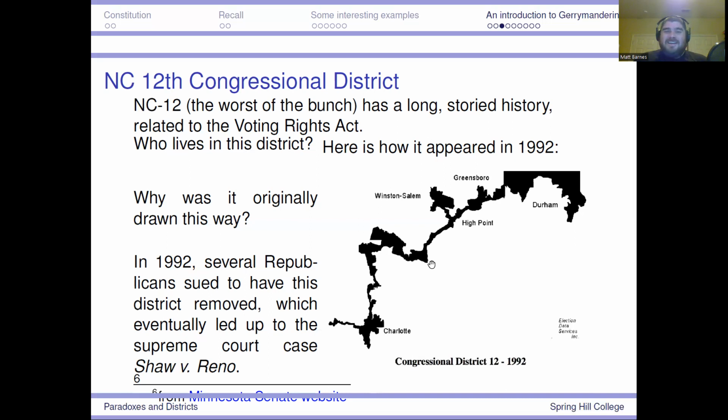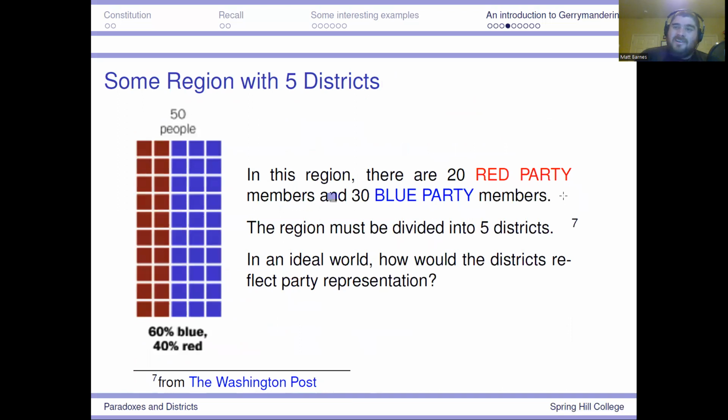So it goes right down the interstate, and several different groups have sued to get this redone. In 1992, it was part of a court case called Shaw versus Reno. And in that court case, it was eventually removed and then redrawn into something a little more normal, we'll say. So you can look up the history on that. It's actually quite fascinating how many different back and forths there have been. Like I said, I'm pretty sure 5 separate times it's gone to the Supreme Court in 5 different cases.